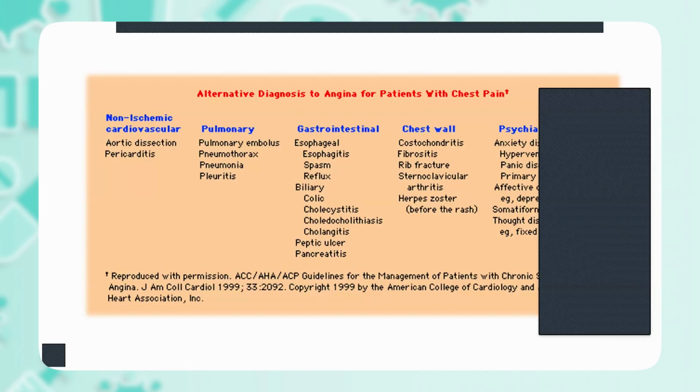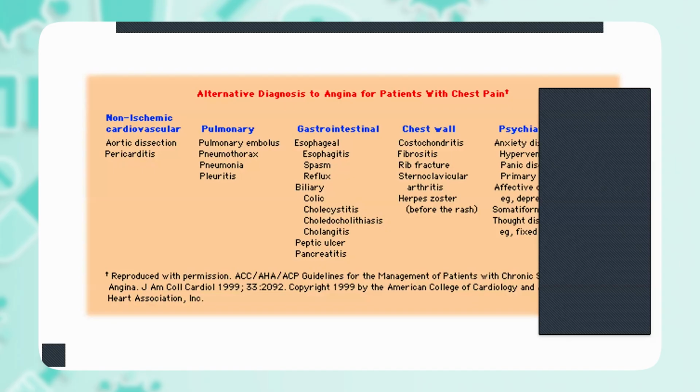What investigation would you do? Chest X-ray, with a widened mediastinum. Amazing. Yeah, great. And the widening of the mediastinum could be because of the bleeding from the aortic dissection. So chest X-ray would help you rule out aortic dissection.